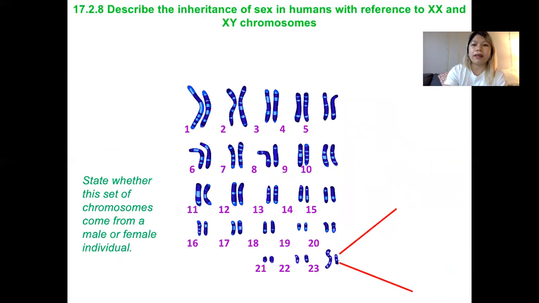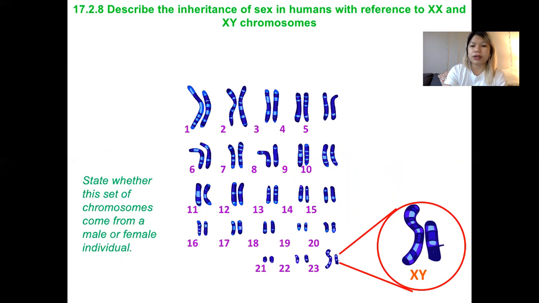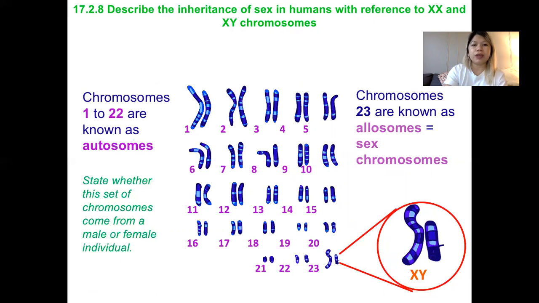Okay, and then almost just to wrap it up, I want to talk about sex chromosomes. So those are your X and Y or X and X. The first 22 pairs of chromosomes are your autosome chromosomes. The last pair, the last two chromosomes, are known as your sex chromosomes, also known as your allosomes.